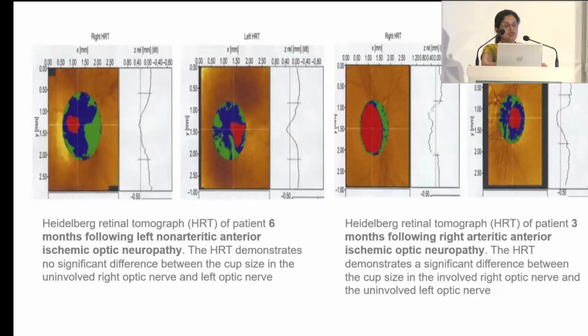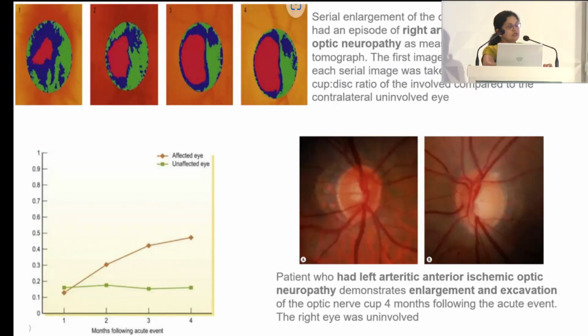You can see in this picture, in the first two pictures, there's the HRT of the right eye 6 months after non-arteritic ischemic optic neuropathy, and there's not much difference between the right and left optic nerves. But in the right side pictures, in arteritic optic neuropathy, you can see in the right eye there's more excavation a few months after the disease. In this picture also, you can see the excavation of the optic nerve in the HRT, and in the fundoscopy also you can see the excavation.